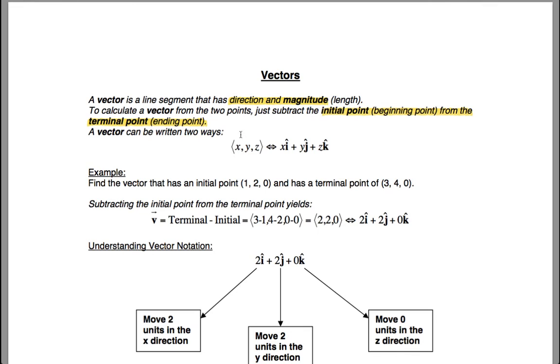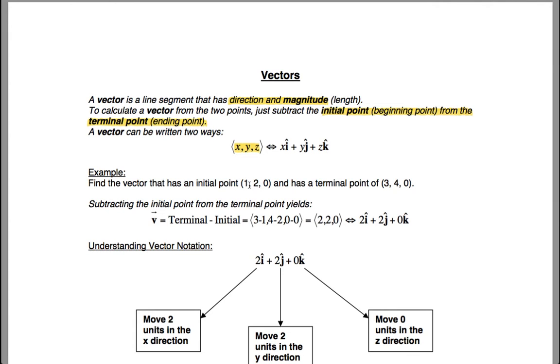The vector can be either written with angled brackets like this, indicating the I, then the comma J, then comma the K position, or X, Y, Z directions, or it can also be indicated by these I, J, Ks, which indicate for X, Y, Z.